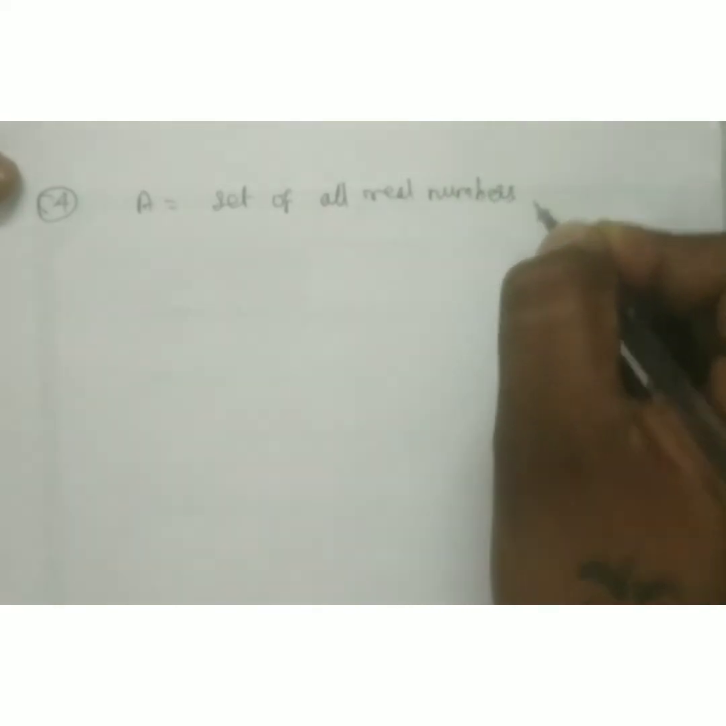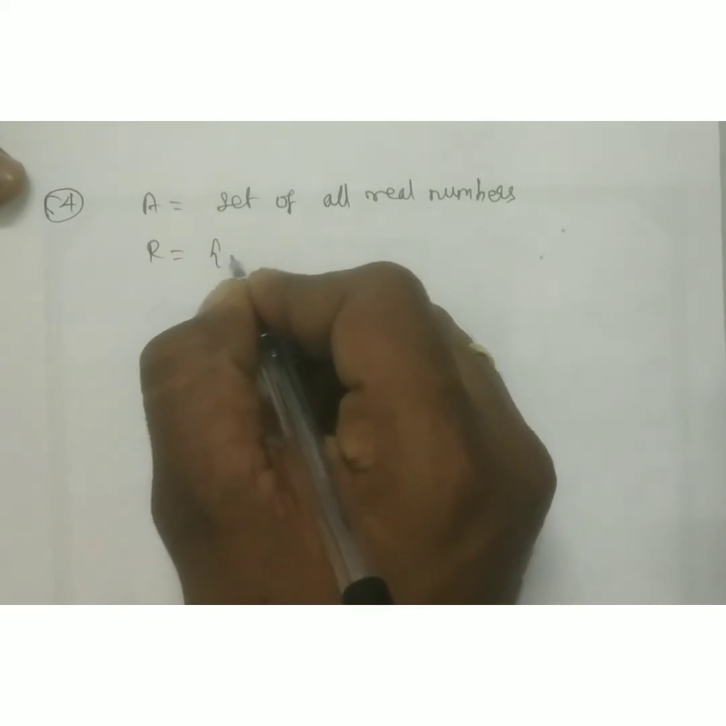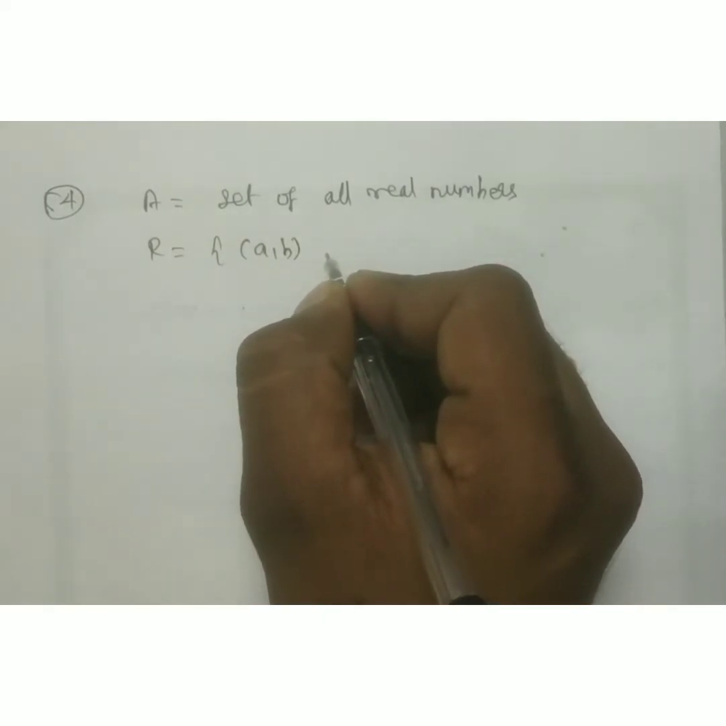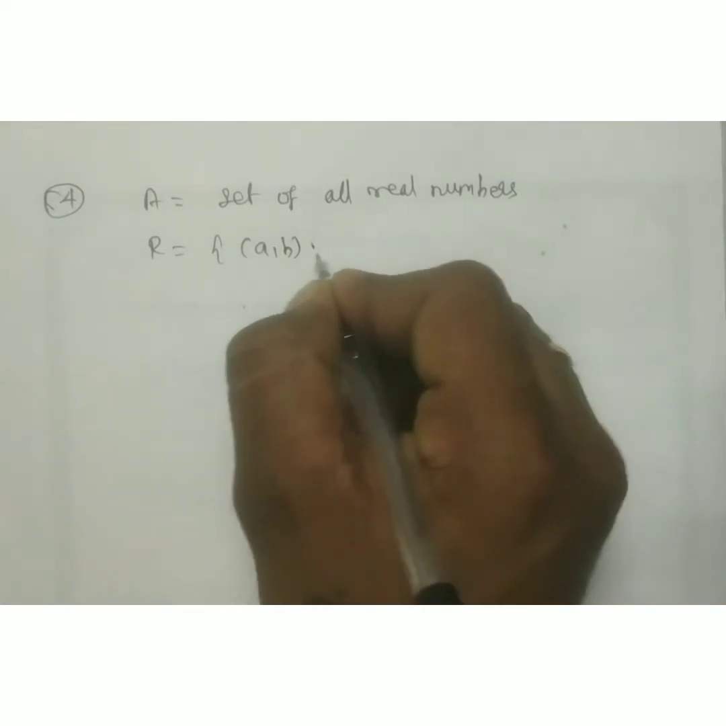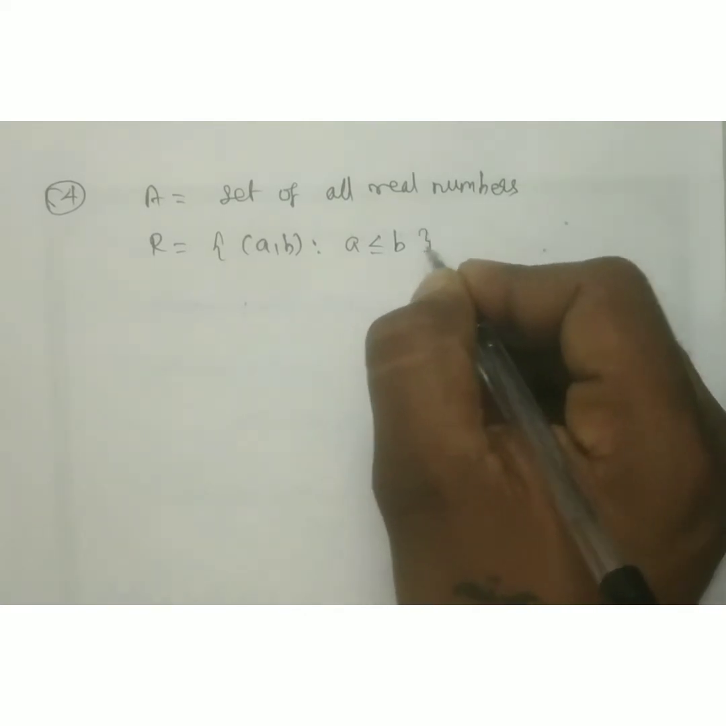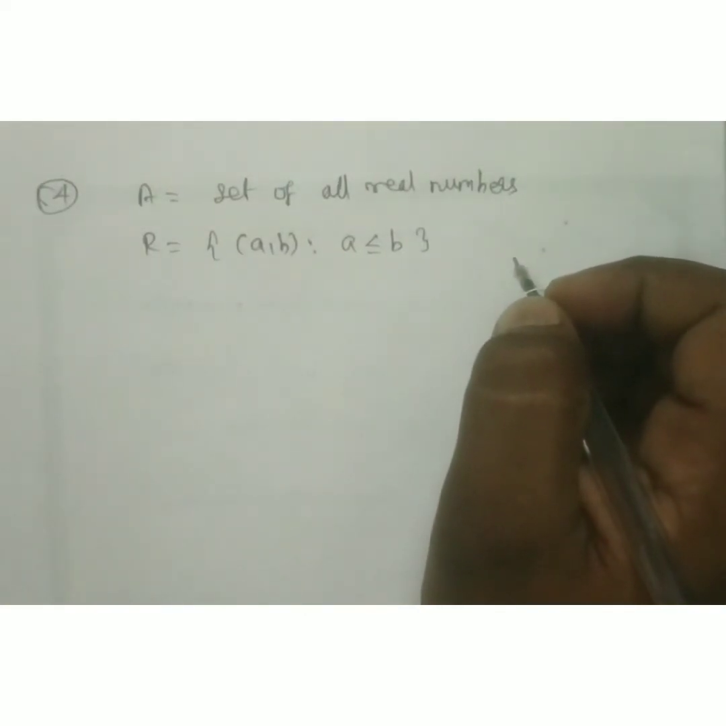Question number 4. What is given: set A equals the set of all real numbers. And the relation given here is R = {(a, b) such that a is less than or equal to b}. This is the relation given here. Clear? So there is a relation we have to prove here.